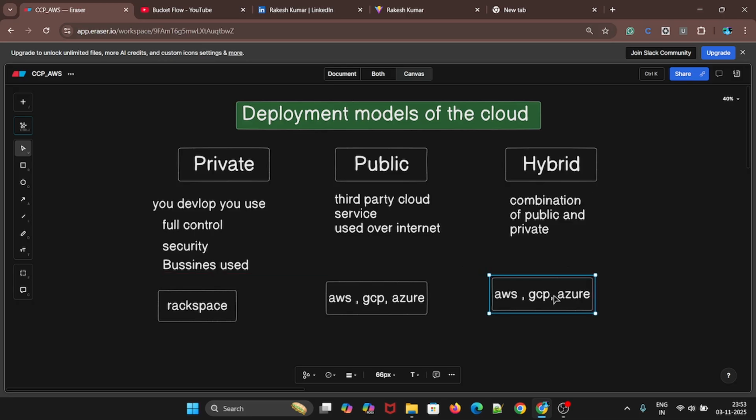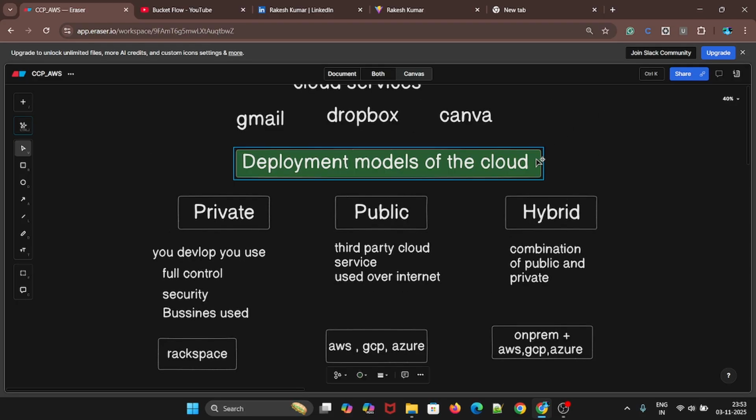So it will be your on-prem plus AWS, or GCP, or Azure. You have one server hosted on your on-prem server, and the rest of the things are hosted on a cloud, which people use over the internet. That's what hybrid means. Now you got the example.